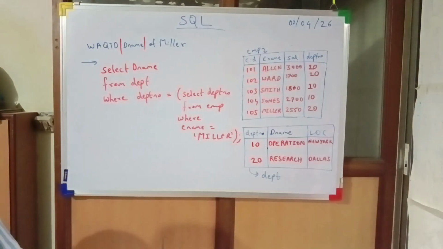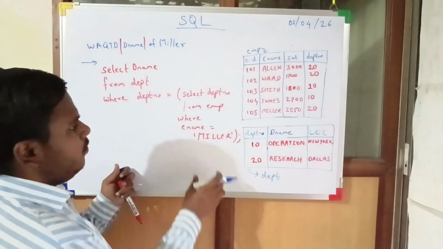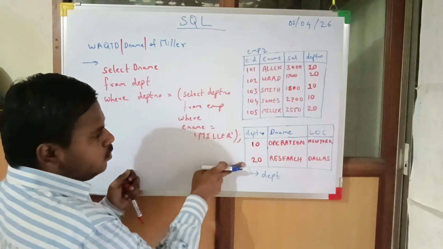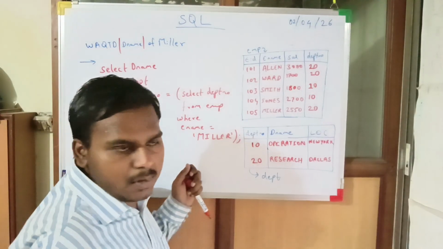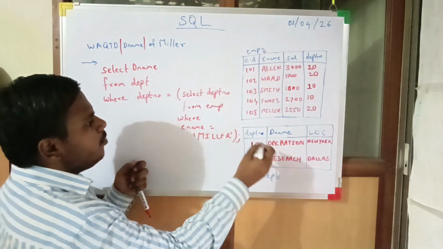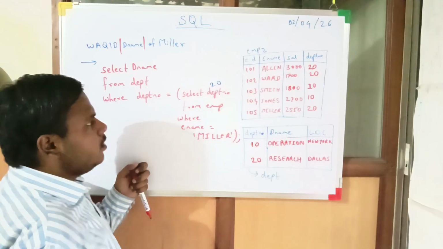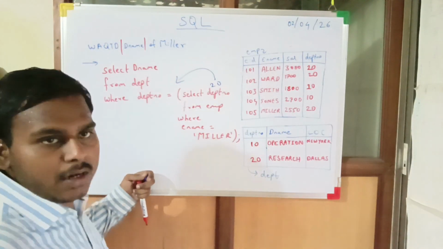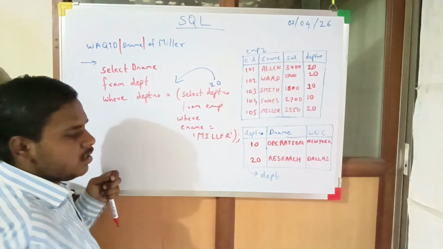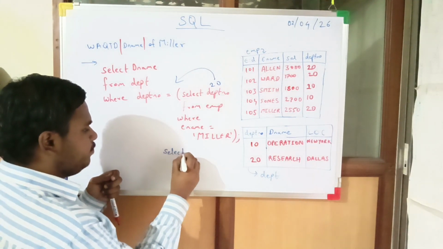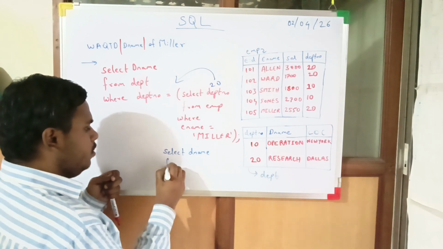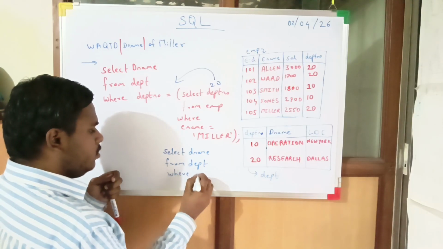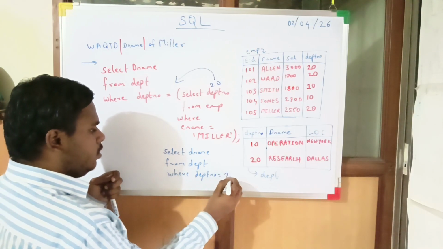Now how is it working, guys? See what is happening. First of all we need to know the department number of Miller. Then only can the department number be used in the DPT table to get the DNAME. So the inner query is giving the output 20. This 20, the output of the inner query, is given as an input to the outer query. So after the execution of the inner query, it works like select DNAME from DPT where department number equal to 20.